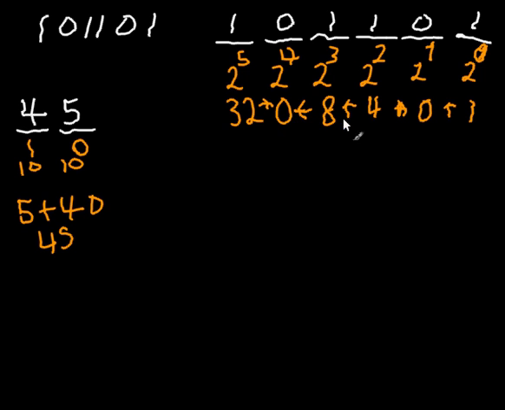And what we do is we add these up. So we do 32 plus 8, that's 40, plus 4 is 44, plus 1 is 45. Ain't that cool?